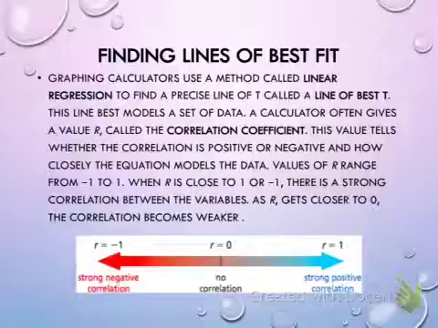So finding lines of best fit. Graphing calculators use a method called linear regression to find a precise line of fit called the line of best fit. This line best models a set of data. A calculator often gives a variable r called the correlation coefficient. This value tells you whether the correlation is positive or negative and how closely the equation models the data. Values of r range from negative 1 to 1. When r is close to 1 or negative 1, there is a strong correlation between the variables. As r gets closer to 0, the correlation becomes a little weaker.